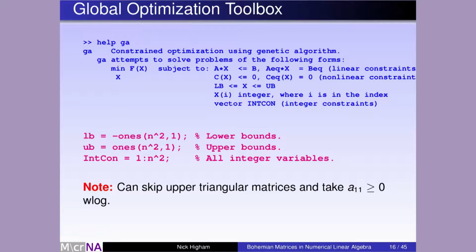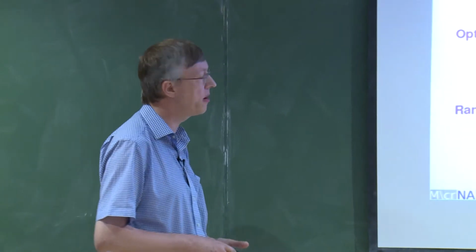And of course, there are a lot of symmetries, or ways you can reduce the set over which you're searching. For example, in terms of growth factors, there's no point taking upper triangular matrices because they're already in upper triangular form. I can take the 1, 1 entry to be non-negative without loss of generality, so there are things you can do to reduce the search space a bit. So let me show you what I obtained.